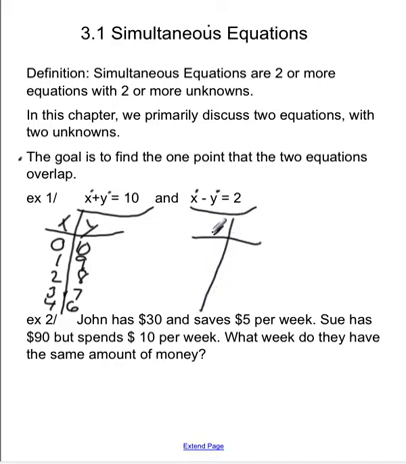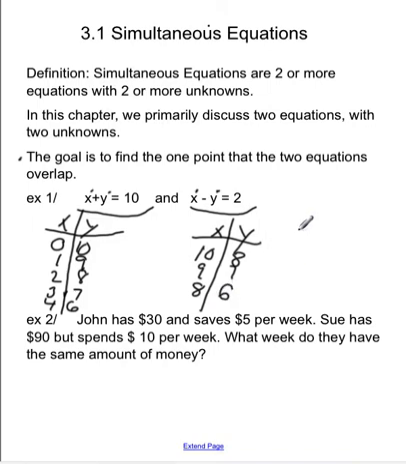Here, I'm going to look at the relationship x minus y. I'm looking at two numbers whose difference is 2. So it could be 10 and 8. Could be 9 and 7. Could be 8 and 6, etc.